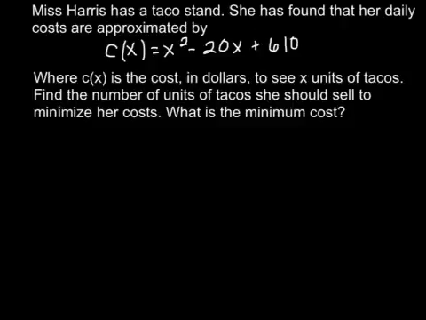Let's put one in context. Miss Harris has a taco stand. She has found that her daily costs are approximated by the function, where C of X is the cost in dollars to sell X units of tacos. Find the number of units of tacos she should sell to minimize her cost. What is the minimum cost?